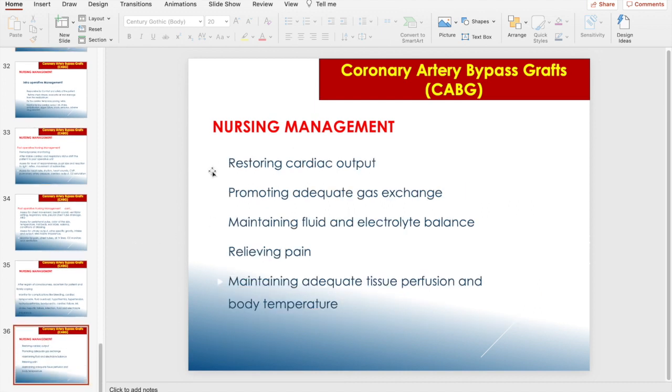And also in the nursing management, restoring cardiac output. It's very important. Our aim is to restore cardiac output so the heart functions normally, promoting adequate gas exchange. We make sure that the ABG is normal. Monitoring fluid and electrolyte balance. The patient's kidney function should return to normal. We don't want the patient to develop renal failure after the procedure. We don't want the patient to have pain. And maintaining adequate tissue perfusion: we want to make sure the patient has tissue perfusion and body temperature returns to normal.